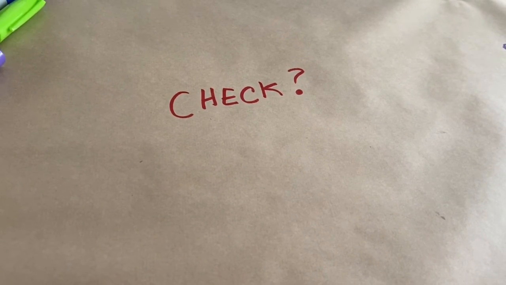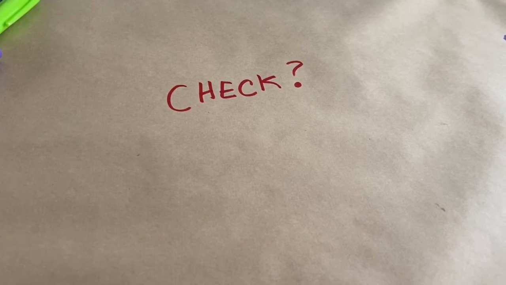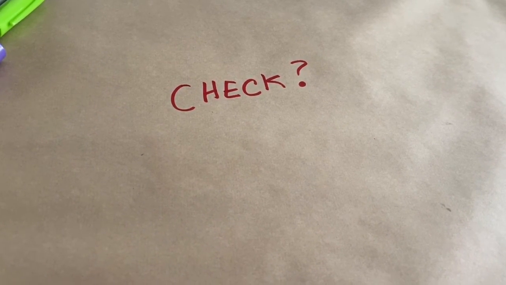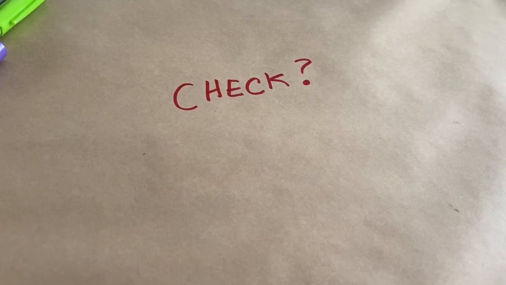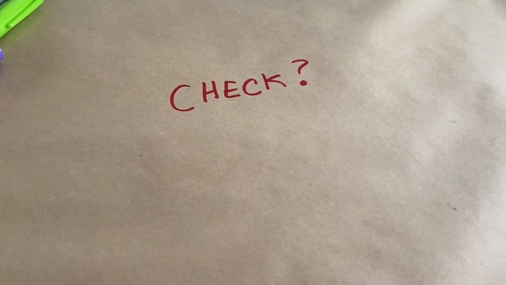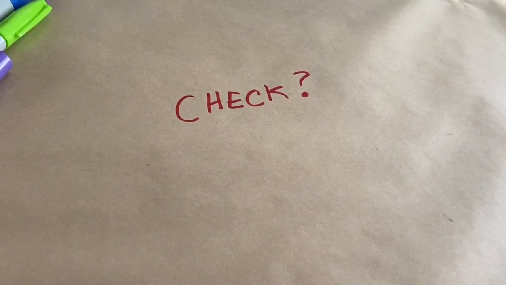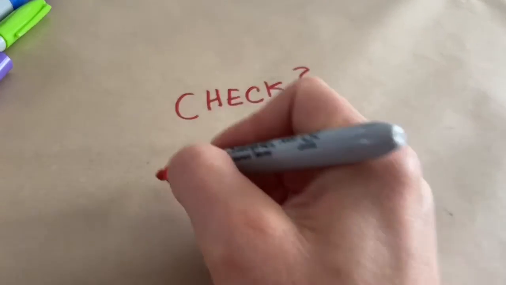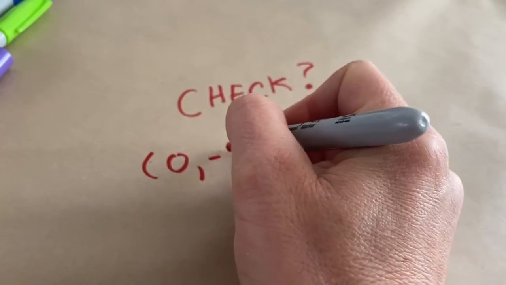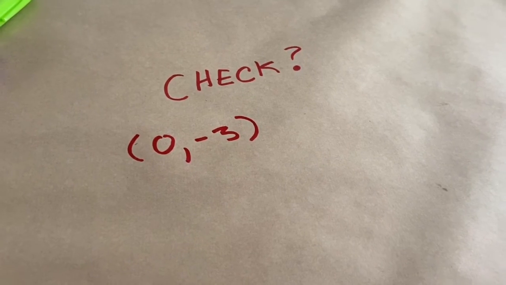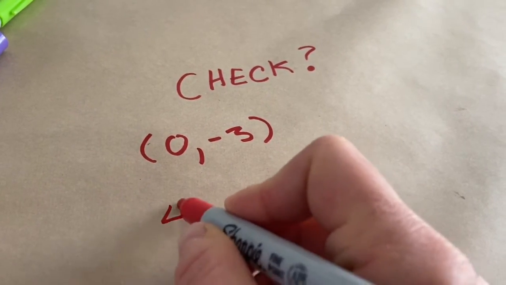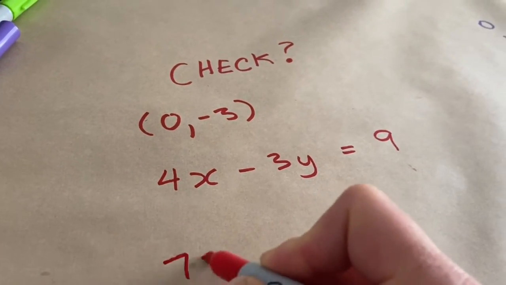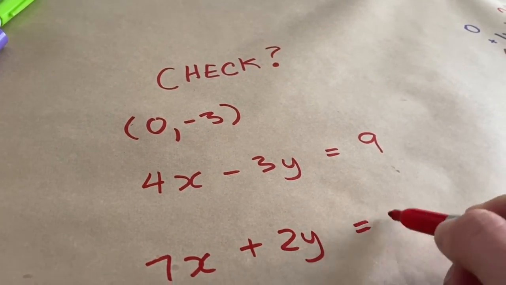So I want you to think back to video number 1 of this series. In video number 1, we did questions where we had to check to see if a point was the solution to a system of equations. And remember, we subbed in the x's and y's into both equations to make sure they worked. So that's what we're going to do right now. We're going to check to see if 0, -3 works for both equations. So both equations were 4x minus 3y is equal to 9 and 7x plus 2y is equal to -6.